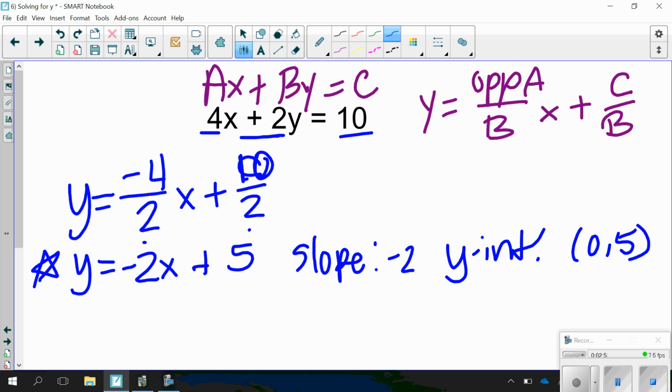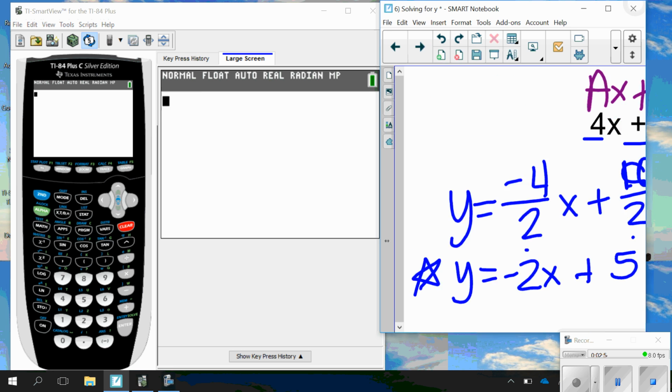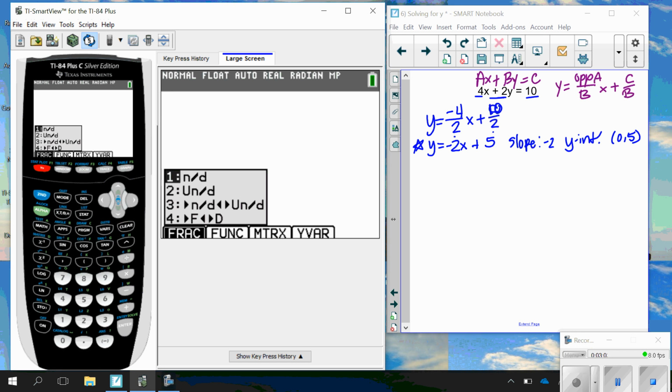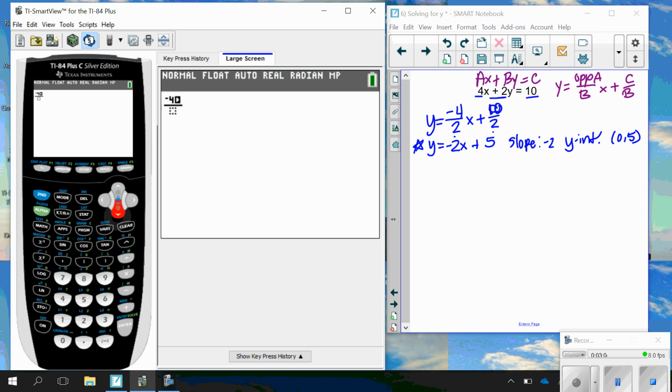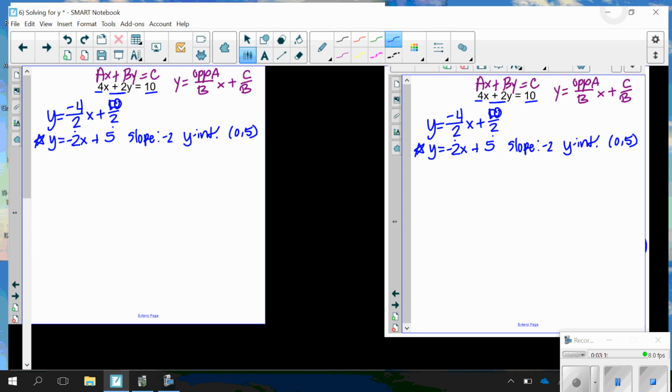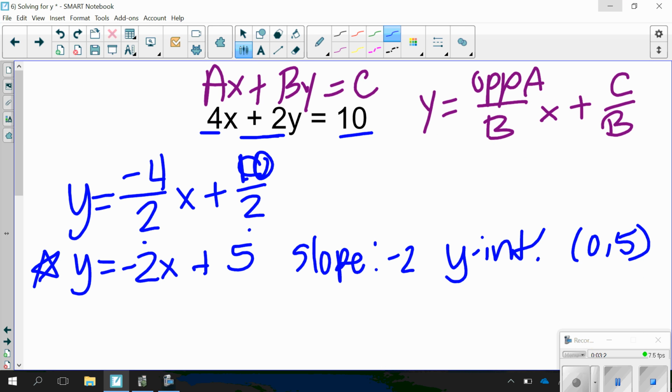Maybe you're not comfortable simplifying fractions, or you're not capable of doing it. That's okay. You can let your calculator help you. Individually put each of those fractions in. Negative 4 over 2 shows me that it equals negative 2, and 10 over 2 equals 5. I often have students try to type in the entire expression, and you can't. You have to type in each fraction individually and then create your whole fraction.